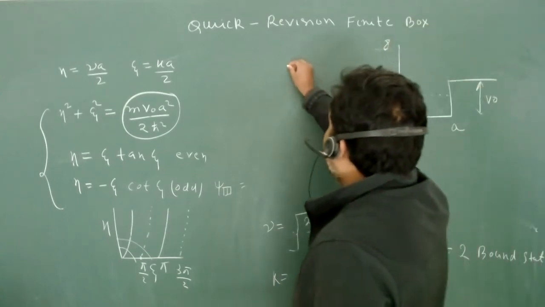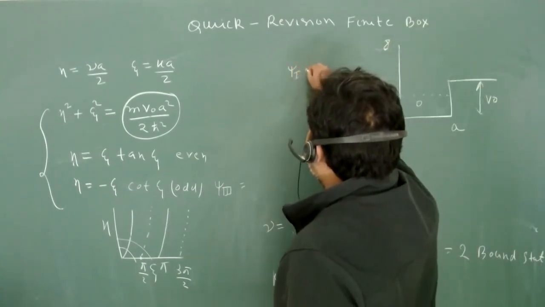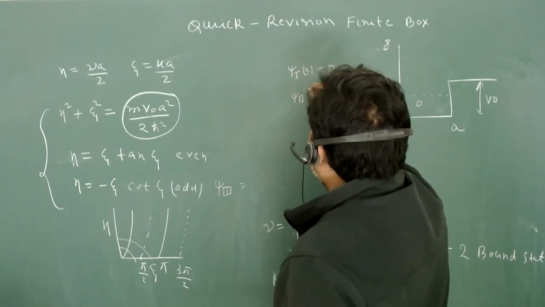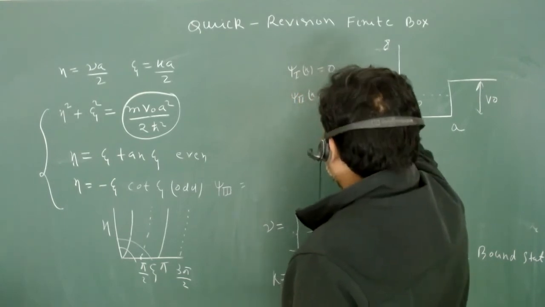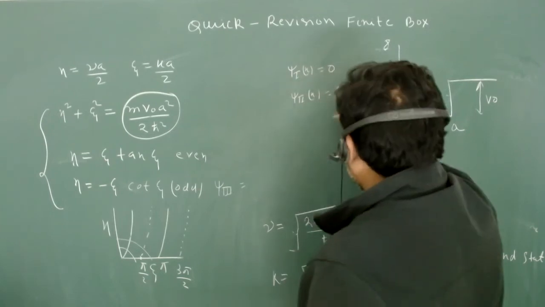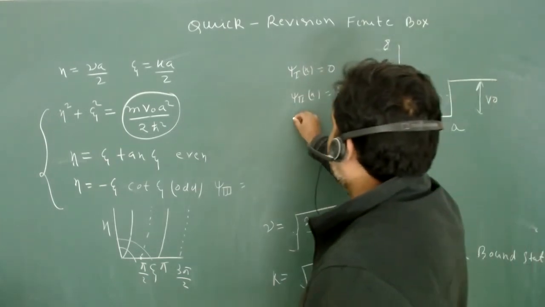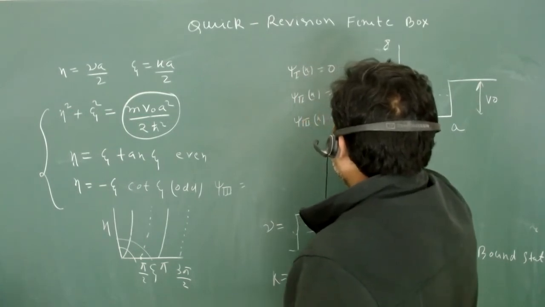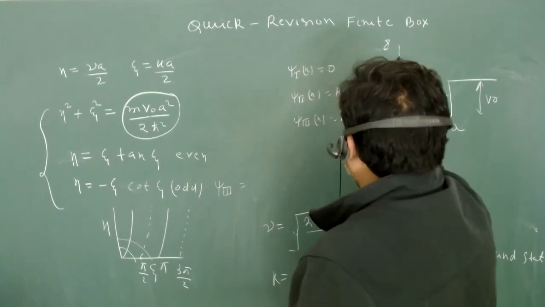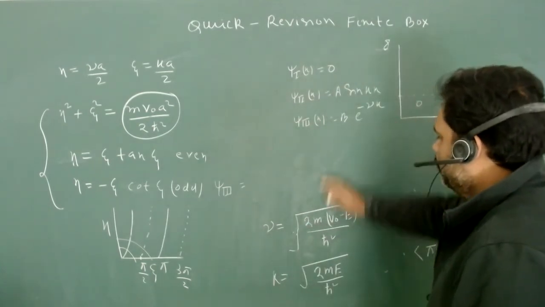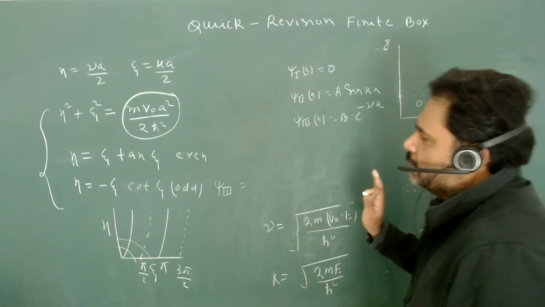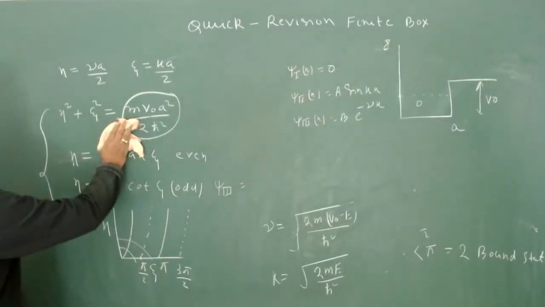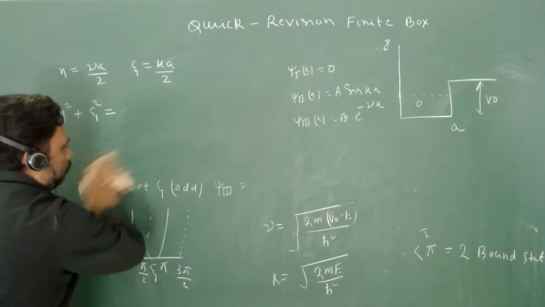Here we have psi 1 of x equal to 0, and psi 2 of x equal to, let's say, A sin kx. There is no cos function. We have done all this in our class. And psi 3 of x is equal to B e to the power minus gamma x. Again, gamma is the same value and k is the same value. But here we have a boundary condition, and we can change our boundary condition.